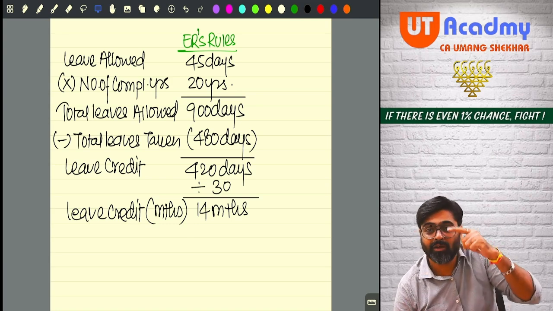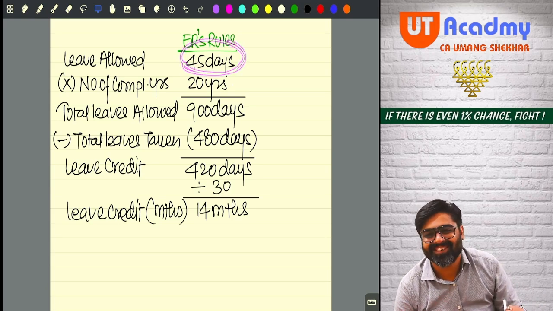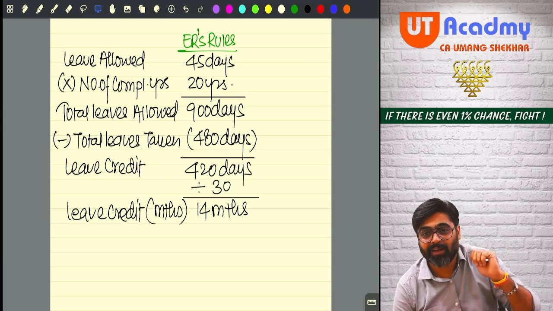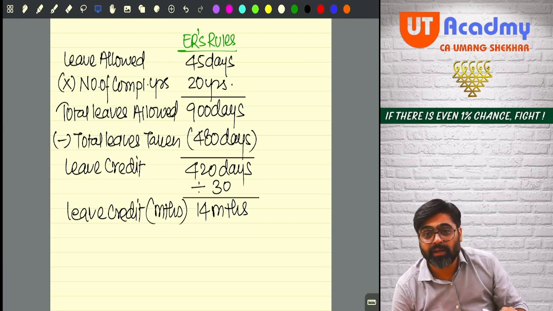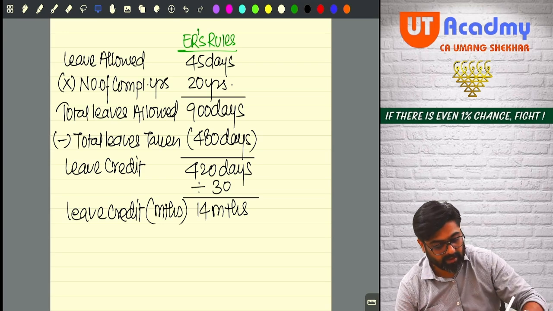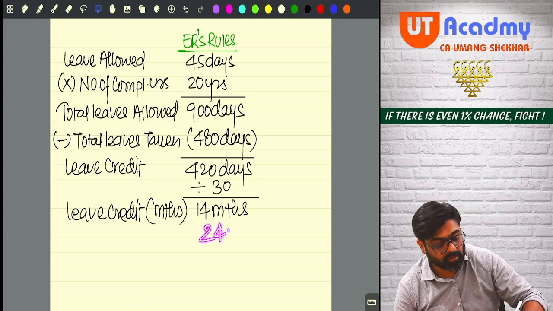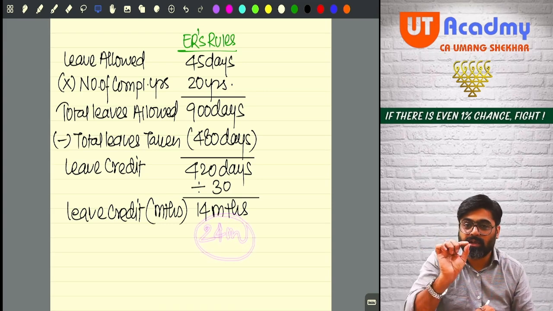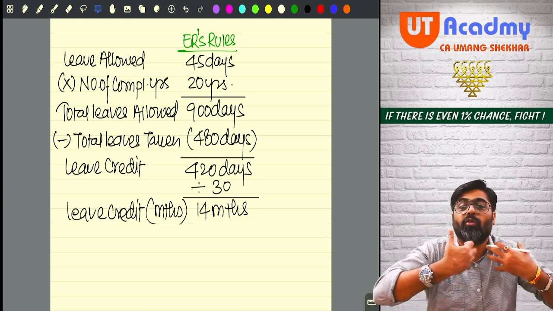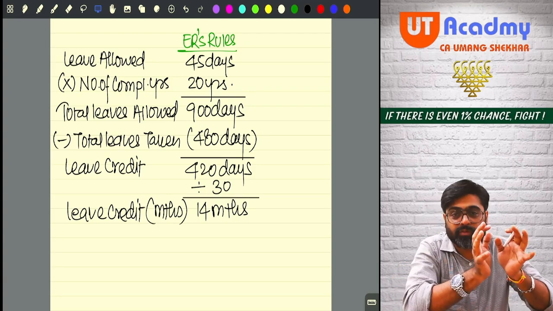What if you tell your employer to make it 60 days? 60 into 20, 1200. 1200 minus 480 will give you 720. So 720 divided by 30, you will get 24 months over here. Just by telling your employer to allow more leaves, instead of 45, give me 60 days leave.